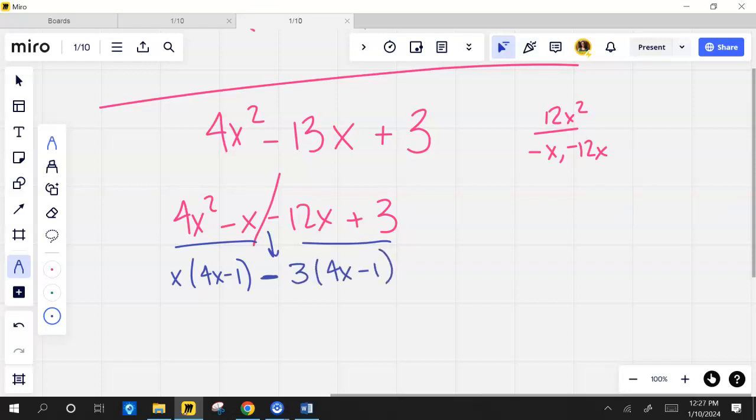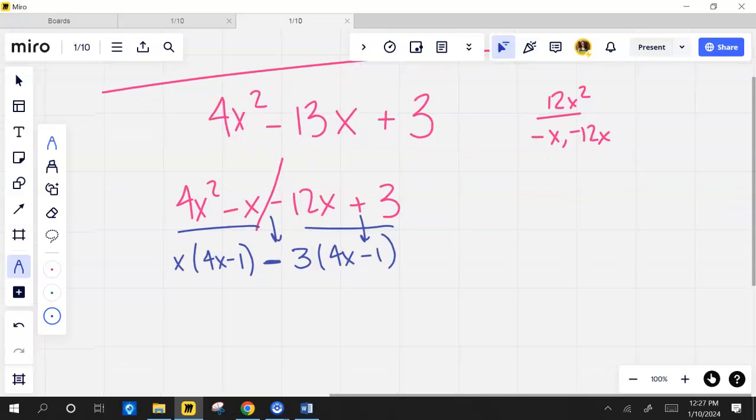4x minus 1. I need to change that sign for 1 since the middle was minus, but I divide them both by 3, right? Now if I've done it correctly, the two parentheses should match. When the two parentheses match, you take it out, you write it just one time. Do away with it and then write what's left. And that makes up your second parentheses. That's it. That's fully factored for a quadratic now.